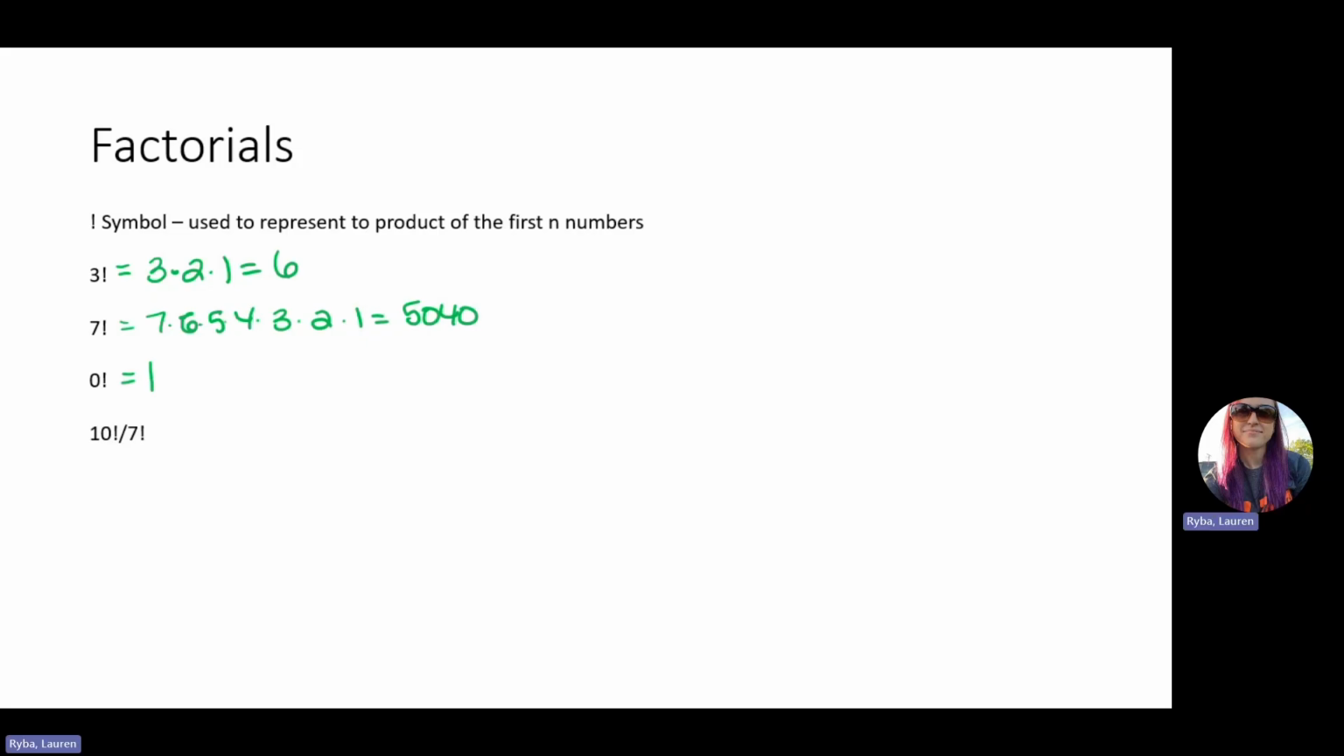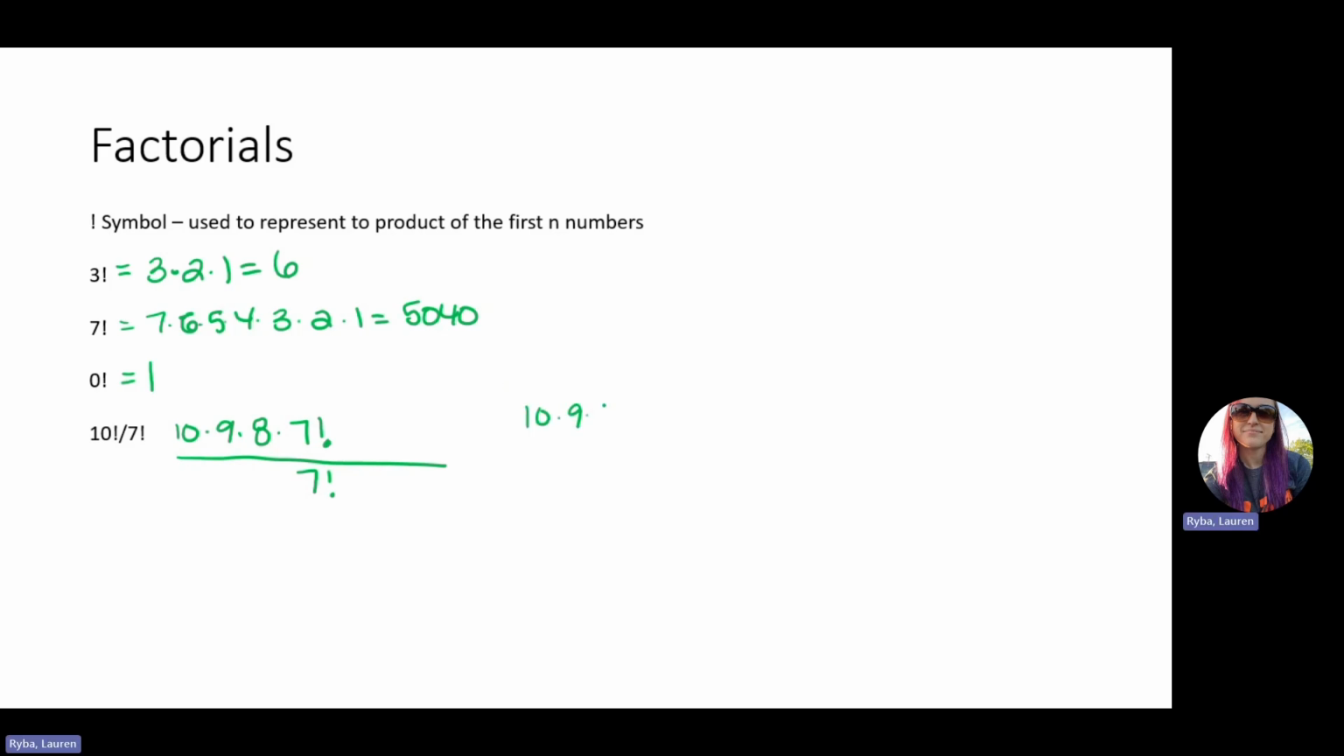Next is 10 factorial divided by 7 factorial. The long way written out is 10 times 9 times 8 times 7, and then 7, 6, 5, 4, all the way down to 1, right? If I stop here at 7 and leave the factorial symbol, it'll cancel out with the 7 factorial on the bottom, right?